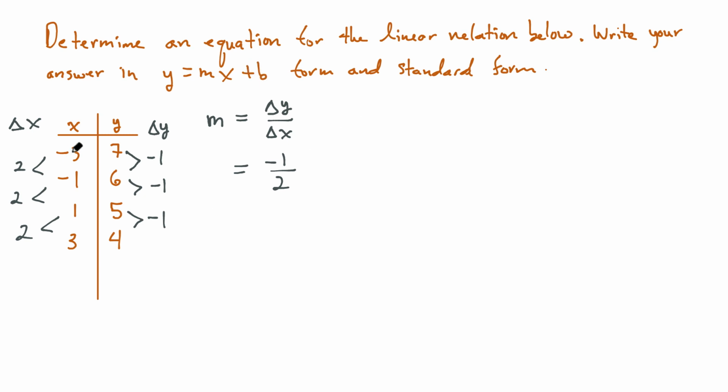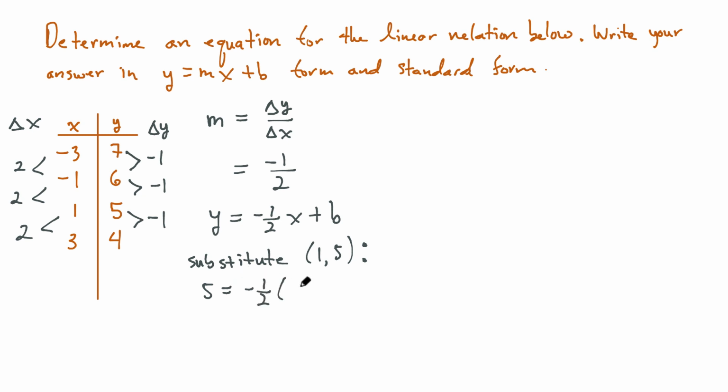So what is b? We know so far that we have y is equal to negative 1/2 x plus b, where I've just substituted my slope into the equation of a line. And we can substitute one of these coordinates, let's say 1, 5, and we can do this to solve for the y-intercept. So we're substituting 5 for y and 1 for x. And so we have 5 is equal to negative 1/2 times 1 plus b. Negative 1/2 times 1 is just negative 1/2. So we have 5 is equal to negative 1/2 plus b.